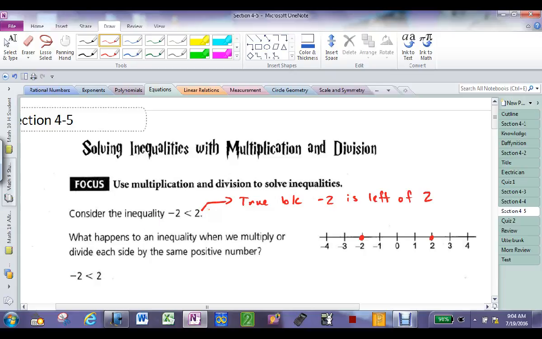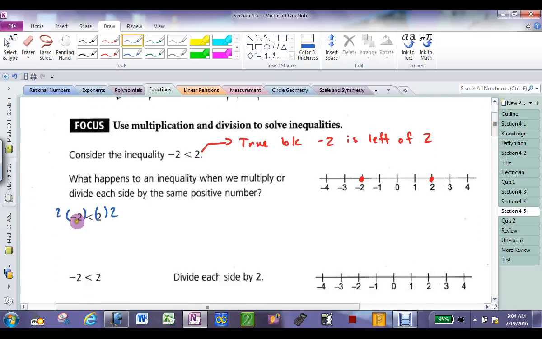So, this is indeed true. Everyone is comfortable with that fact. Now, we are going to multiply both of these by the same positive number. I'm going to do that in blue. I'm going to multiply both of these by +2. What number does that give me on the left? What is 2 times -2? -4. What is 2 times +2? +4. What direction does the arrow point?